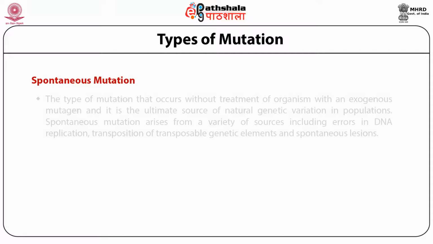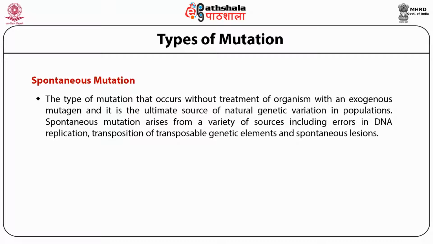Spontaneous mutations are the type of mutation that occurs without treatment of the organism with an exogenous mutagen. Mutagens are the substances which result in mutation. Spontaneous mutation is the ultimate source of natural genetic variation in populations. Spontaneous mutations arise from a variety of sources, including errors in DNA replication, transposition of transposable genetic elements, and spontaneous lesions.